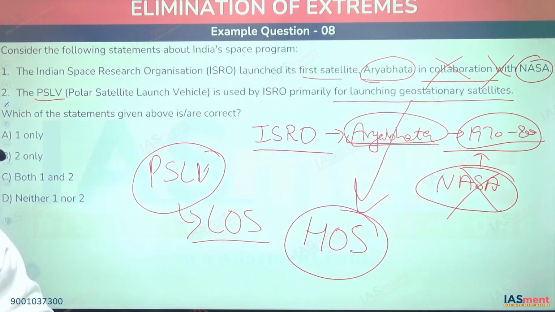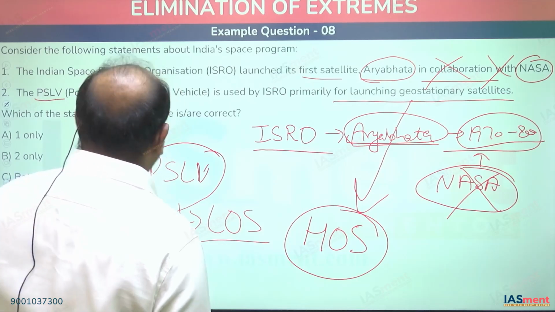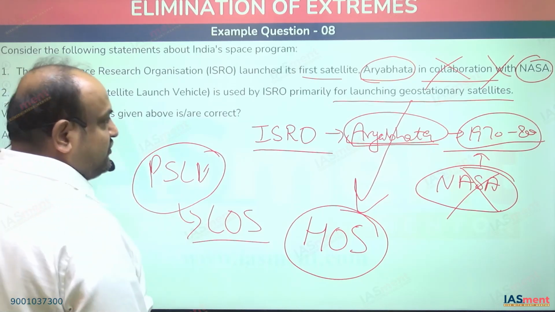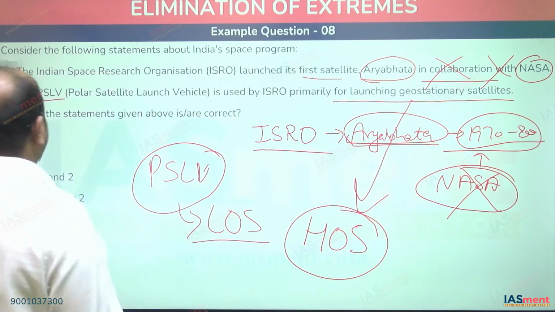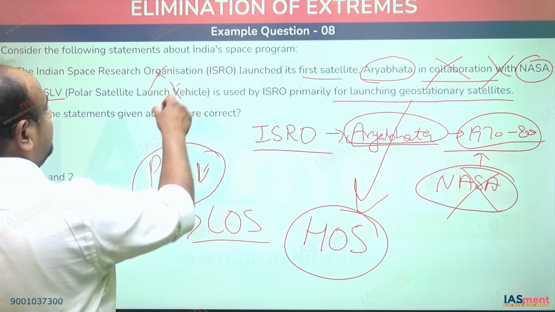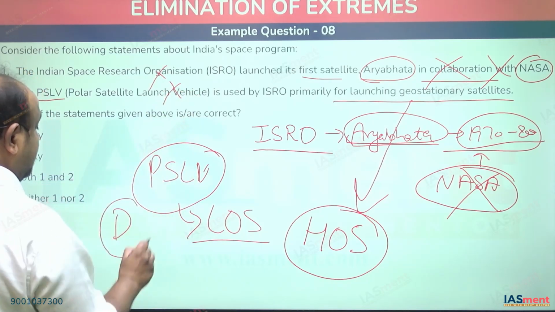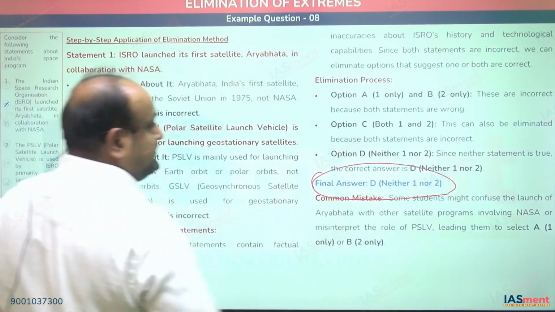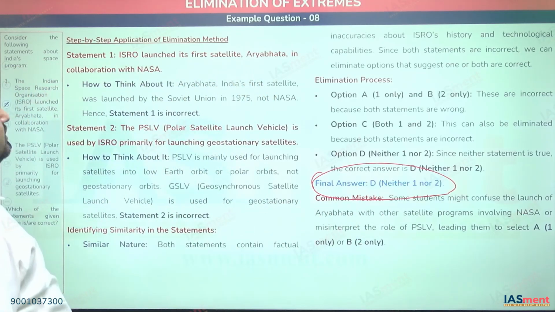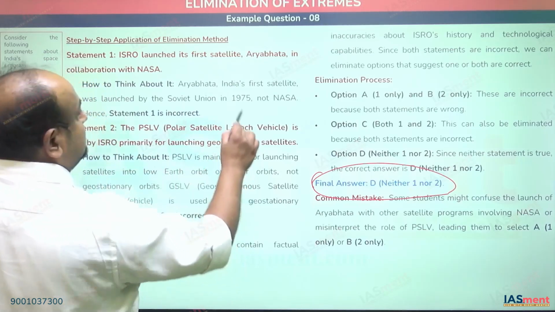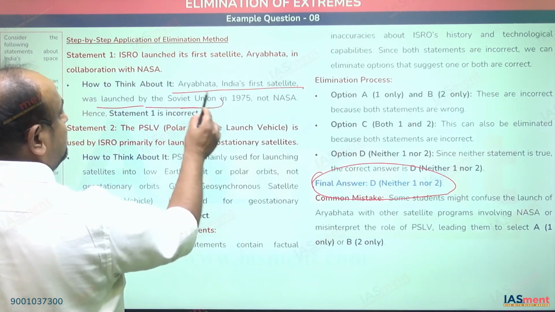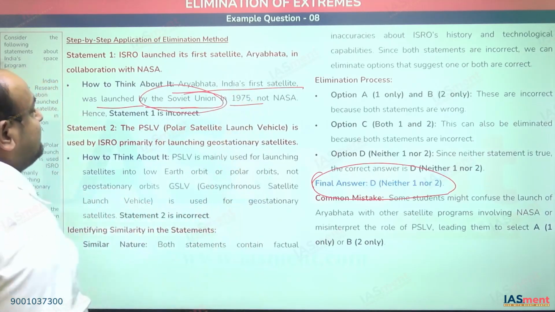Both the statements are not contradictory. Here the contradiction or similarity thing is not applying as such, but by logic we can conclude the correct answer, that one is also wrong and second is also wrong. Answer is D, right? Final answer D. Aryabhata, India's first satellite, was launched by the Soviet Union in 1975, not NASA.